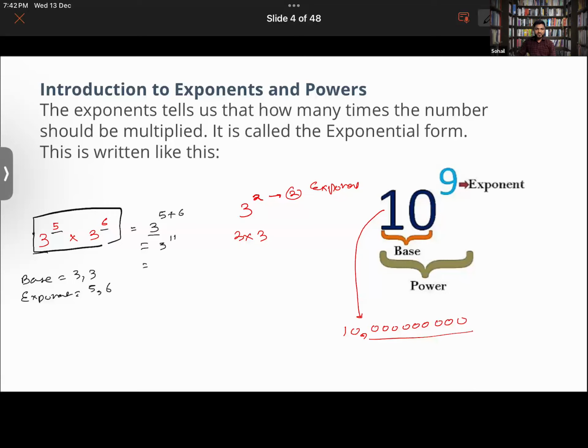So anyways, let's take some questions. I was talking about this. Say you have x raised to the power m divided by x raised to the power n. That will become x raised to the exponent m minus n.